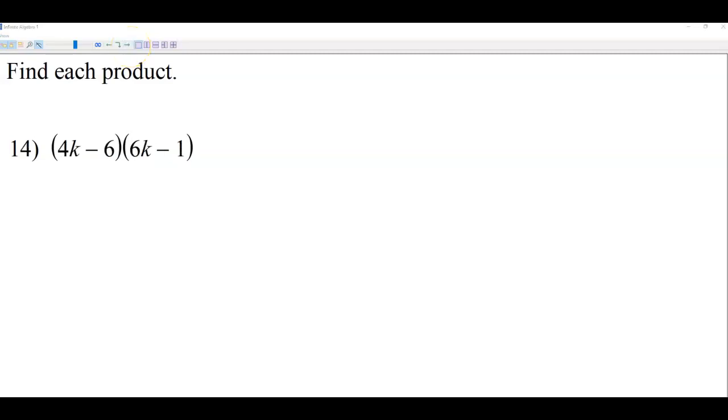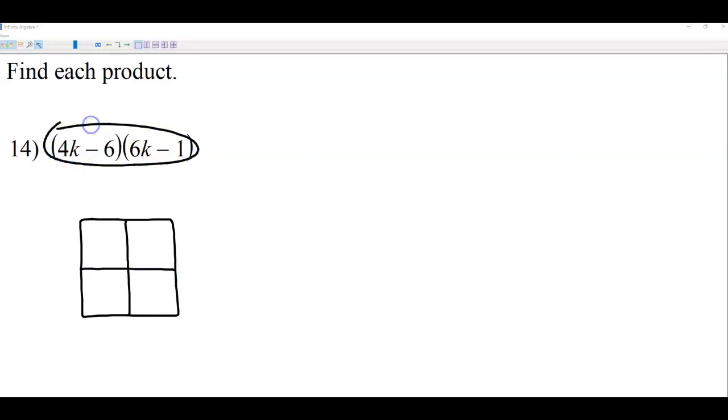Here we've got 2 binomials, and for that we use a box method. Now remember, we've used the box for 2 different things now. We've used it for multiplication and we used it for factoring. On this problem we are multiplying, and when you're multiplying you start outside the box. So 4k minus 6 and 6k minus 1 go on the outside. So keep that in mind, because when we're factoring we do the opposite. We start inside the box and we work our way out. But when you're multiplying you start outside and work your way in.